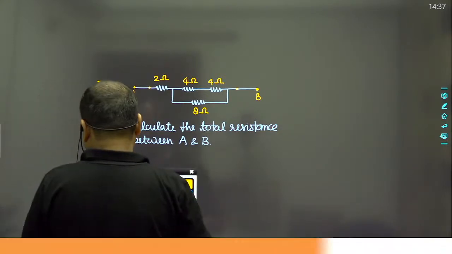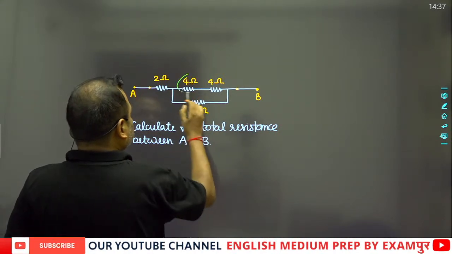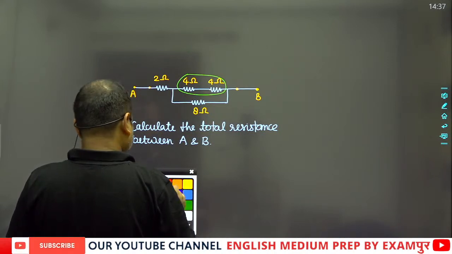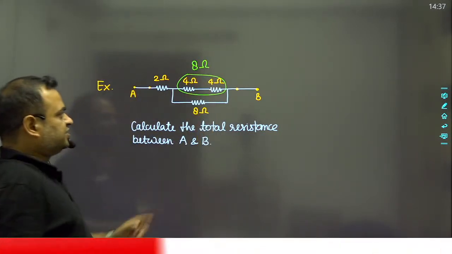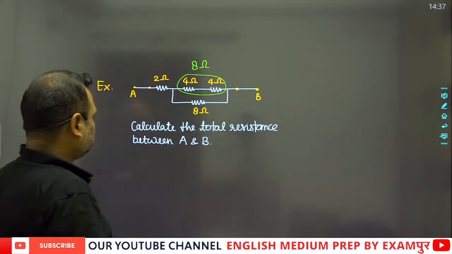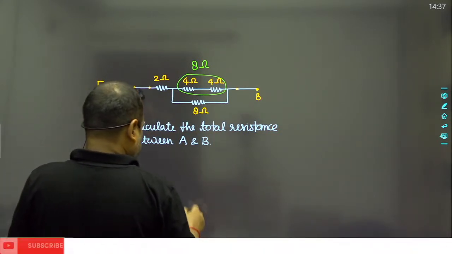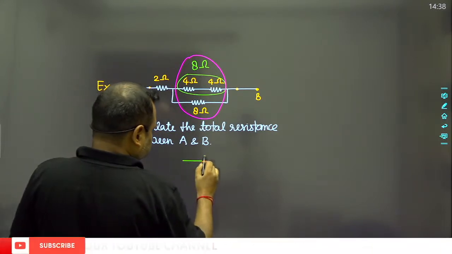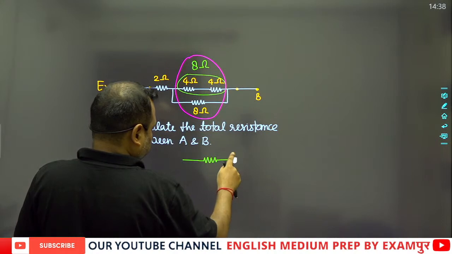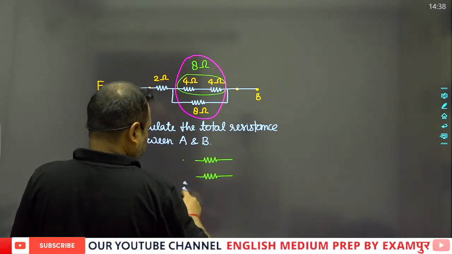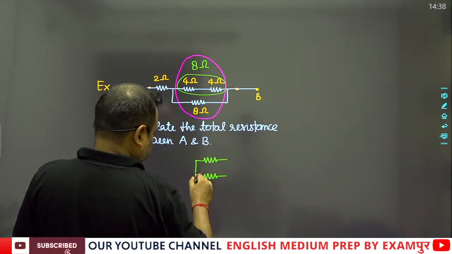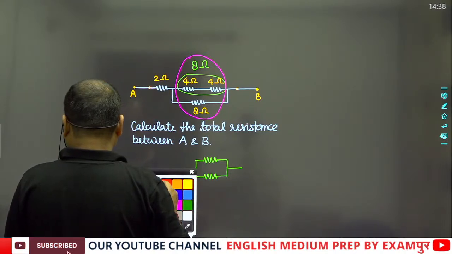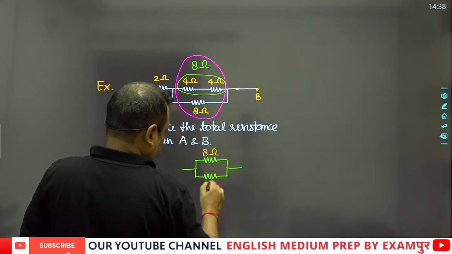Initially, here we can see that these two resistances are in series, so the total resistance will be equal to 8 ohm. It means this 8 ohm and this 8 ohm will be in parallel. Suppose the net resistance of these two resistances of 8 ohm, and the second 8 ohm will be like this.